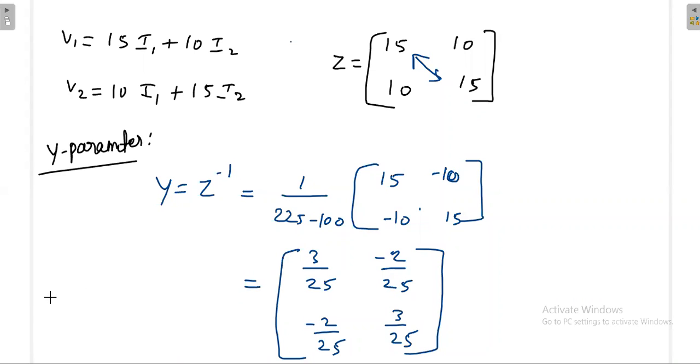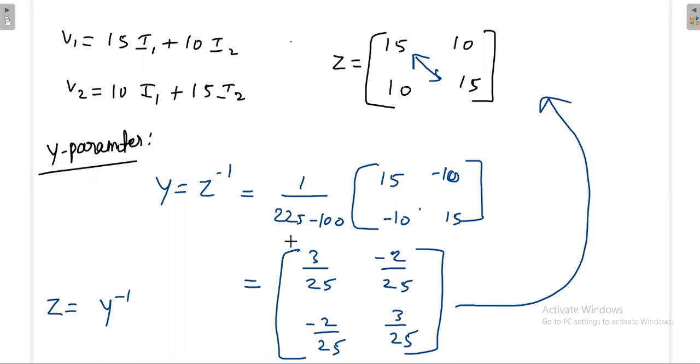Once you know the y parameter, then if you take the inverse, you will get the z parameter. Just try it out. For this y parameter, find the inverse, and check whether you are getting the original matrix or not.